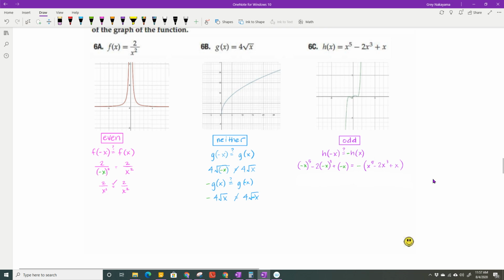So a negative x to the fifth power is negative. Negative x to the third power is negative, so that's going to switch and be positive 2x cubed. And then plus a minus. So this simplifies to here. And when I take that negative and distribute it through, then it becomes that. And you can now see that both sides are the same. And so we have h of negative x equaling negative h of x. So those are your odd and even functions.